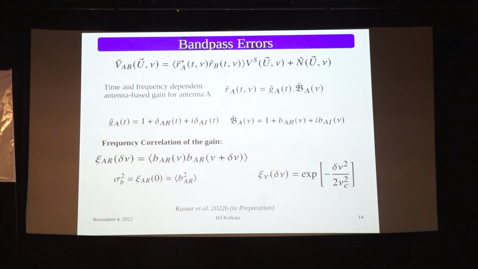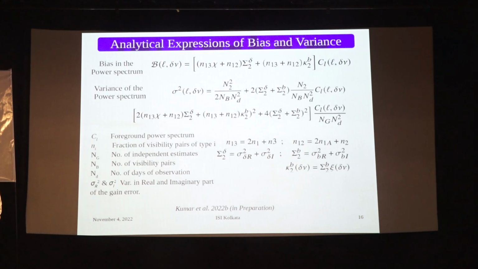After that, we incorporated the frequency correlation of the gain errors in our studies, and again we model the frequency correlations of the gain in a similar fashion to how we modeled our time correlated gains. We use a similar Gaussian function for frequency correlation, and again did the similar job in the presence of both time and frequency correlated gains to estimate the bias and variance in the angular power spectrum. These are the expressions, and all of them have been given here.